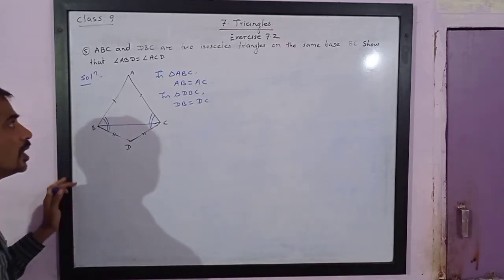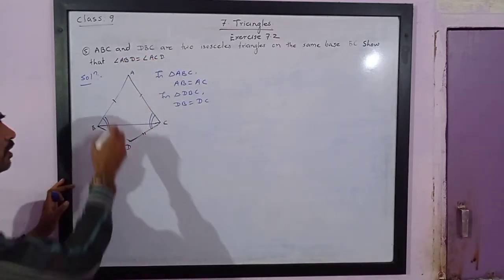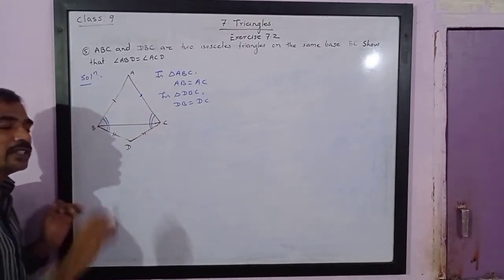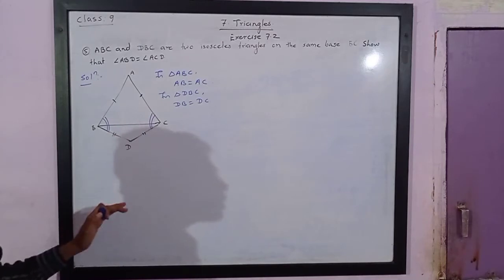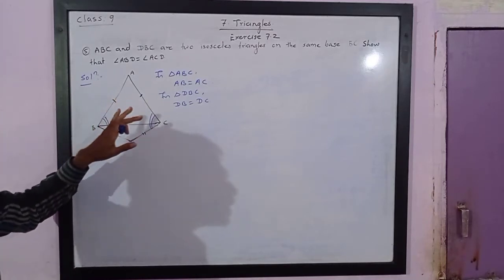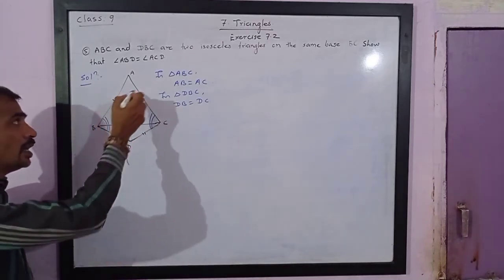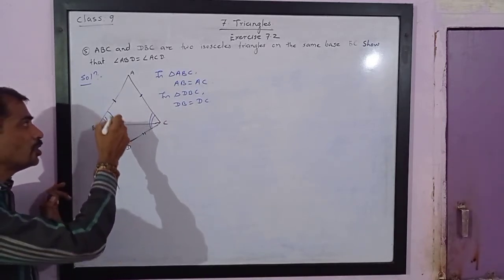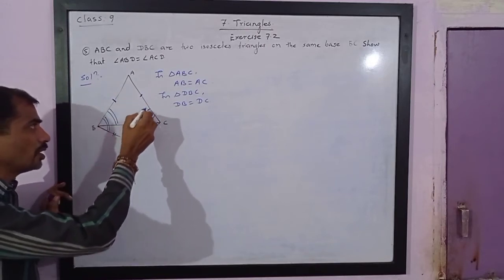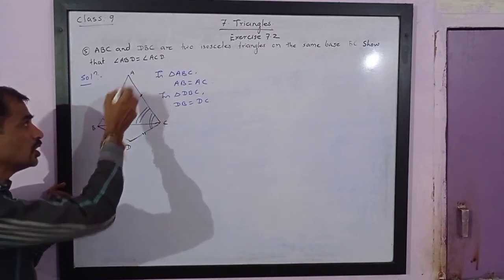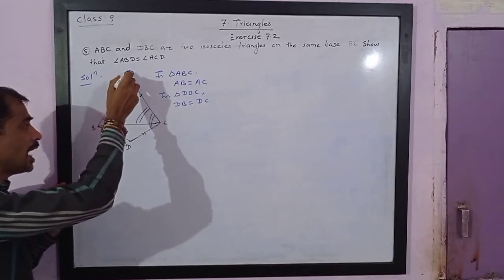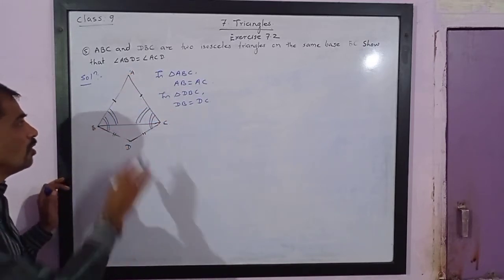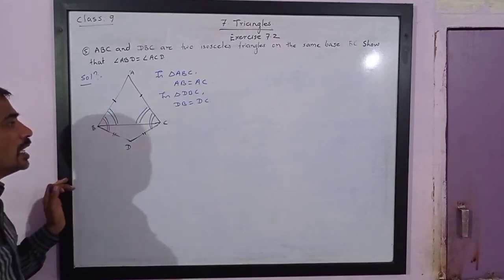Now see. In triangle ABC, we are given that AB is equal to AC. It means angle opposite to it. We have just studied one theorem before this. If you want to revise, you can see the earlier videos. In that theorem, we have studied that angles opposite to congruent sides are congruent. It means since AB is equal to AC, we can say that angle ABC is equal to angle ACB. So we will get angle ABC equal to ACB.